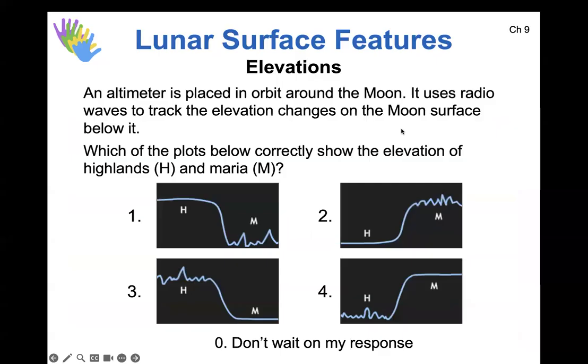Okay, so this time I do actually want you to answer, and I won't proceed by accident. An altimeter is placed in orbit around the moon. It uses radio waves to track the elevation changes on the moon's surface below it. Which of the plots below correctly show the elevation of highlands and maria? So you've got four options. Look at the information it's showing you.